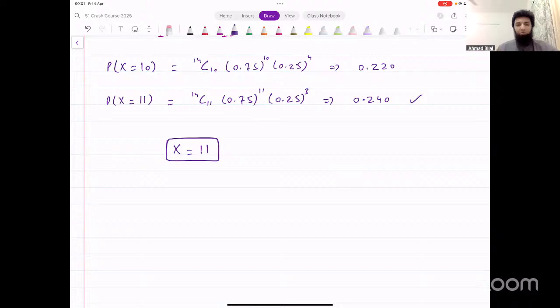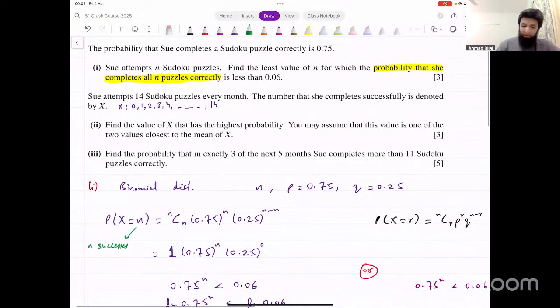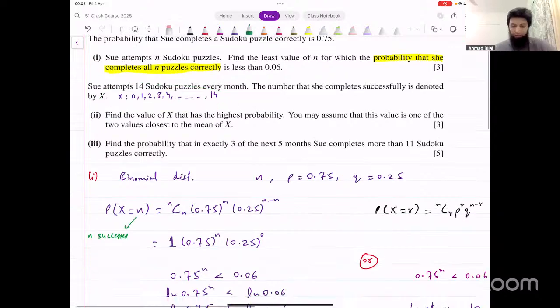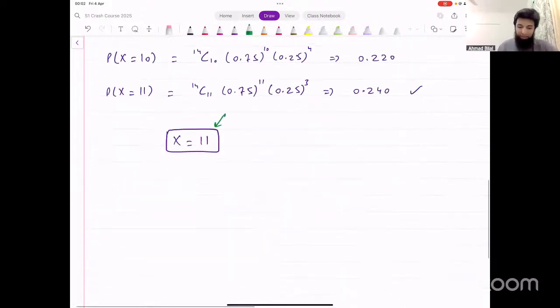The most probable case is that she solves 11 puzzles correctly out of 14 puzzles. That has the highest probability amongst all these possible values of x. These are 15 possible values, right? 0, 1, 2, 3, all the way up to 14. 11 has the highest probability. It's 0.24. That's the highest of all the possible probabilities amongst those 15 numbers. Okay, and that's what we were looking for. That's the second part.